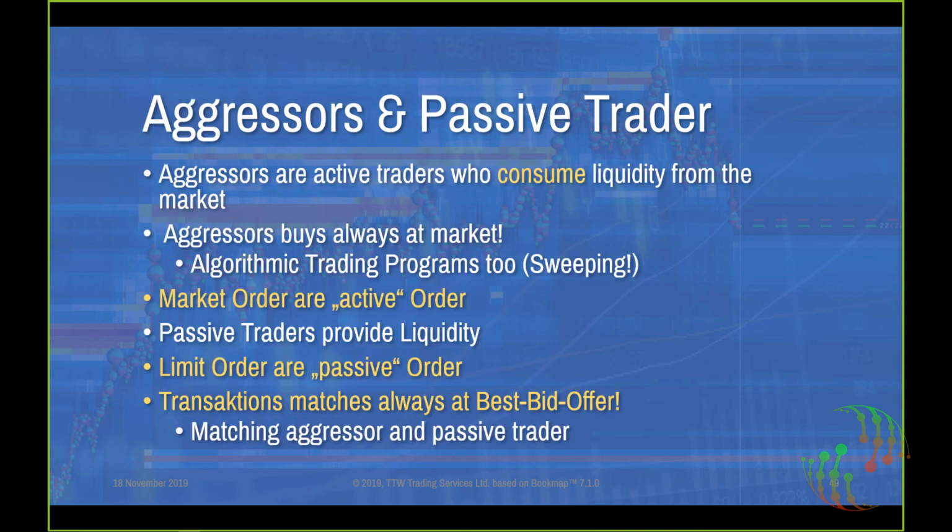The same point you will find here: aggressors and passive traders. If you are going to market, you will be known as an aggressor. This is unusual, but it seems to be a normal expression for market buyers. That means aggressors are traders who consume liquidity from markets, buying or selling at the current price. Other traders are passive because they provide liquidity to the markets by placing bids and offers that may not be filled or executed immediately.